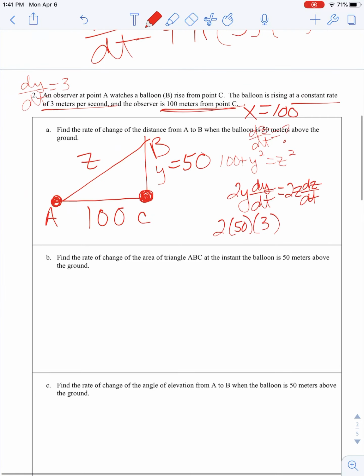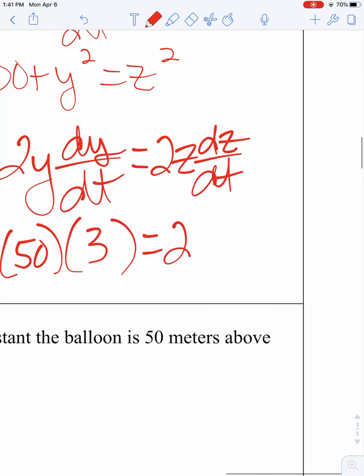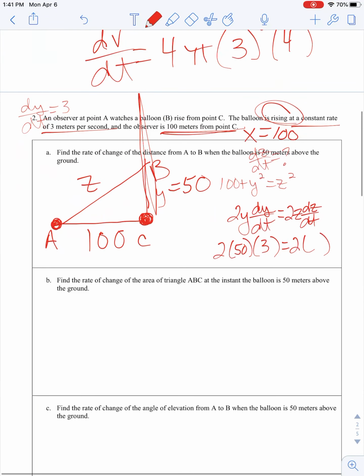And that's increasing because it's rising. That distance is getting bigger, so that dy/dt is positive, equal to 2 times z. So we come over here. We don't know what z is.